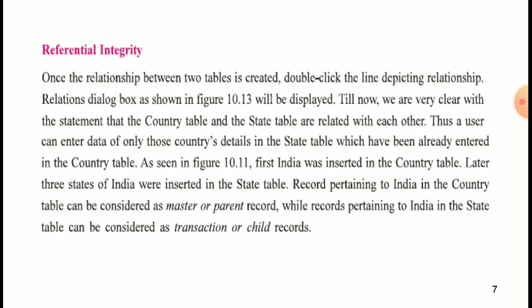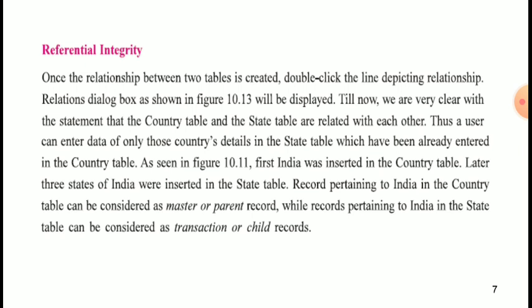Next topic is referential integrity. Once the relationship between two tables is created, double click on the line and the relationship dialog box, as shown in figure 10.13, will be displayed. Till now we are very clear with the statement that the country table and the state table are related with each other. Thus, a user can enter data of only those countries in the state table which have already been entered in the country table. As in figure 10.11, first India was inserted in the country table. Later, three states of India were inserted in the state table.